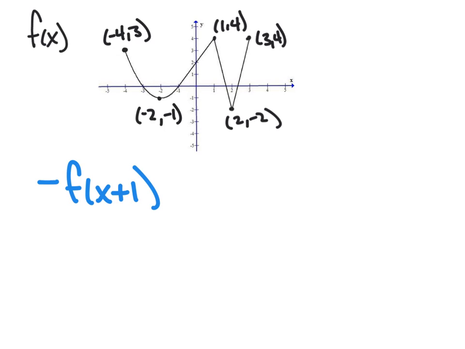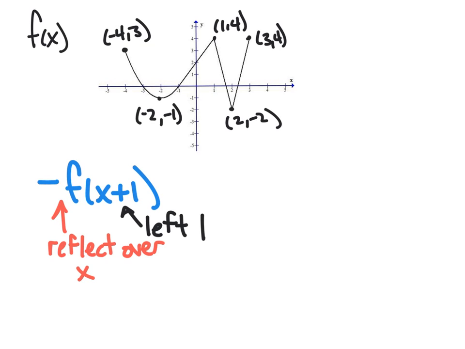All right, now let's take that same function and try to do negative f of x plus 1. From our table, we see that this is a reflection over the x-axis, and that this means that we need to move it left 1. And then from the order that we saw, we know that we need to move it left 1 first and then reflect it over the x-axis.